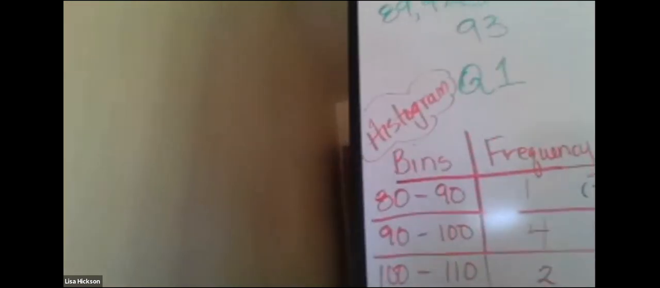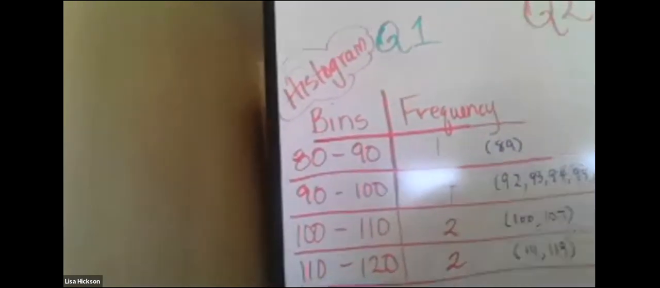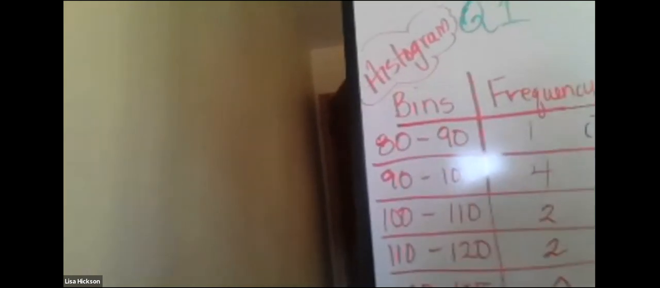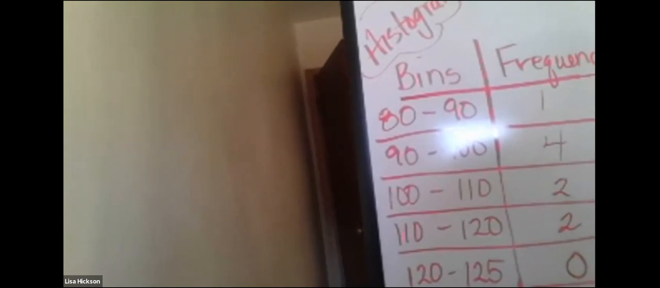So that's what your frequency table should have looked like. And now you can make your histogram. Remember, you have to label your parts. So up the side is frequency. And you try again to make them equidistant apart so that your graph will be pretty.